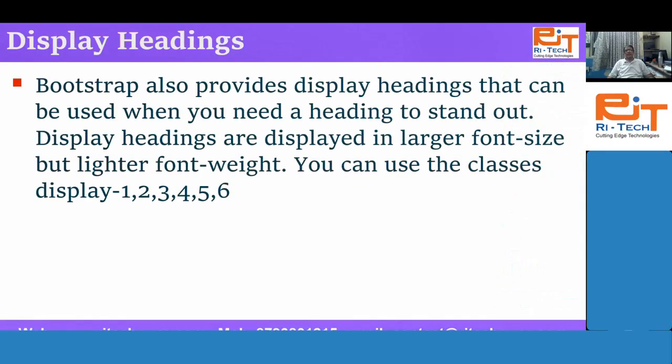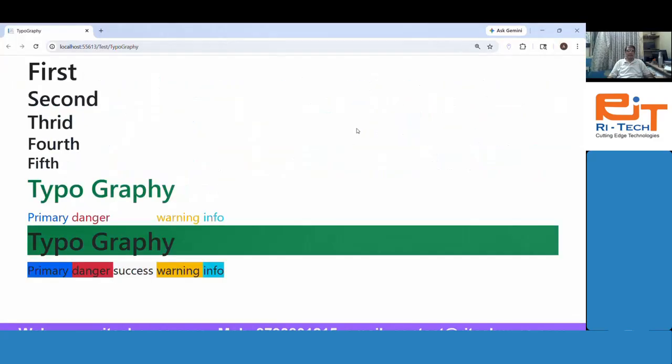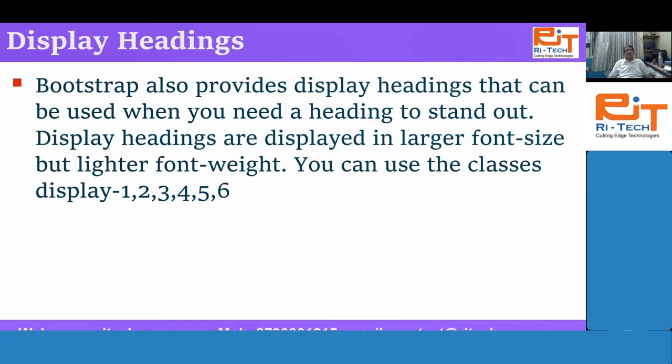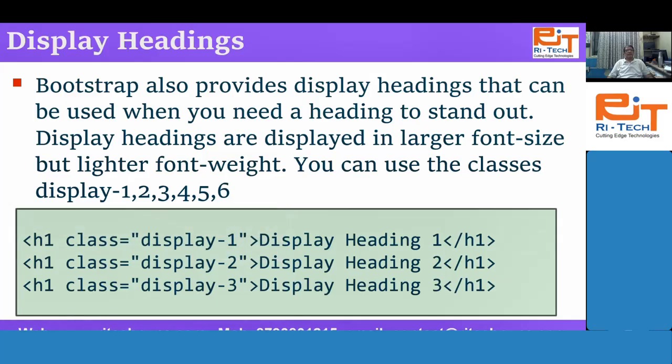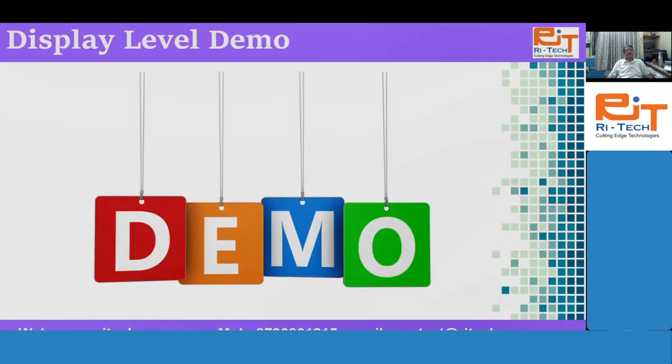So Bootstrap also provides display headings that can be used when you need a heading to stand out. अगर आपको large heading चाहिए, इससे भी बड़ा H1, H2, H3 से भी, so we can use the display headings. Now, display headings will stand out the content. So display headings are displayed in large font size but lighter font weight. तो फॉन्ट का जो वेट है वो थिन हो जाएगा, दुबला हो जाएगा फॉन्ट, बट साइज उसका बड़ा हो जाएगा. So you can use the classes display 1, display 2, display 3, display 4, display 5 to apply the display headings here. So you can apply the display headings to the heading tags.